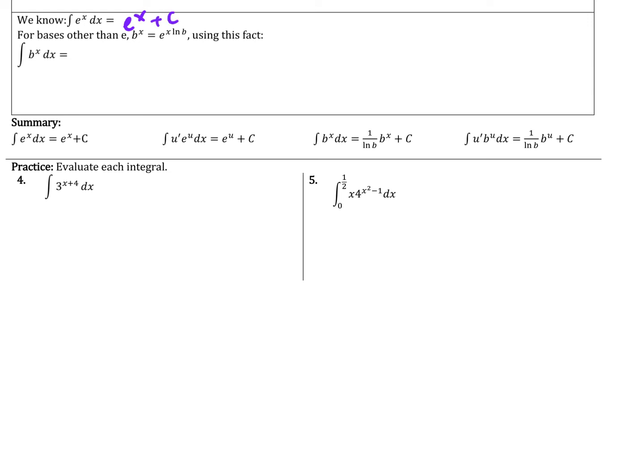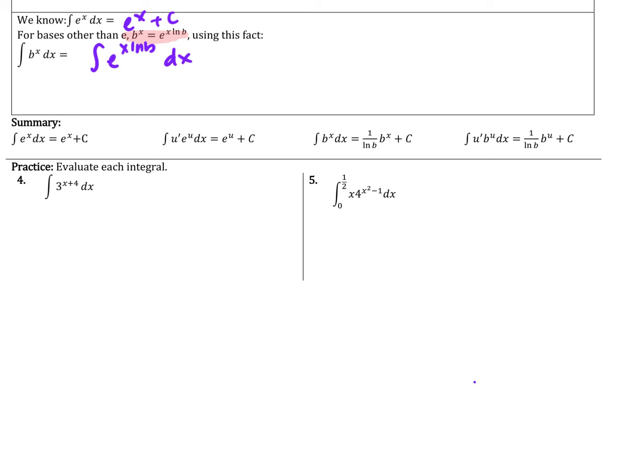So just like we did with derivatives, we're going to go ahead and figure out what the integral of some other number to a power is using the change of base formula that we proved or we derived in a previous video. So we're going to start with this fact. If we're integrating b to the x, we can rewrite that as the integral of e to the x natural log of b dx. And this comes from the change of base formula.